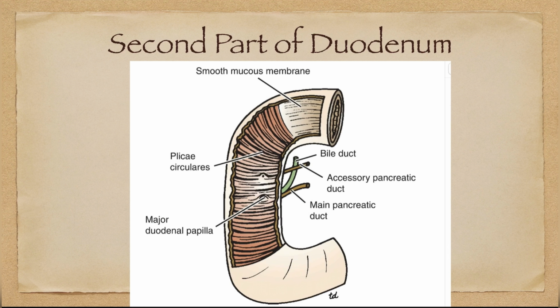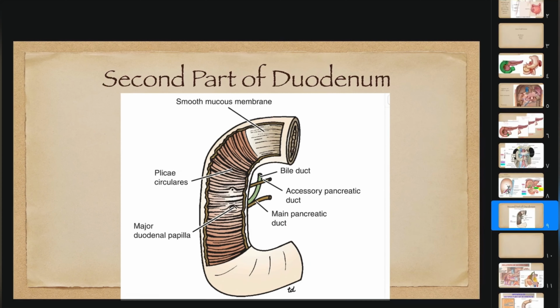Second part of the duodenum. The second part runs ventrically and downward along the right kidney and to the right of the transverse processes of the second and third lumbar vertebra.